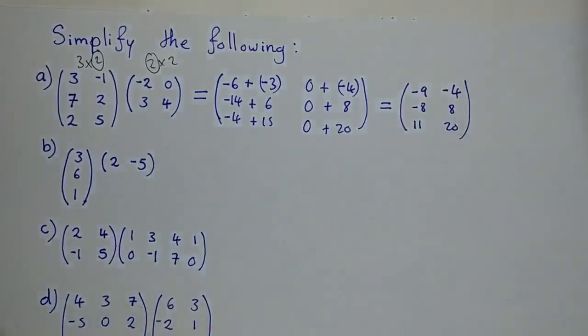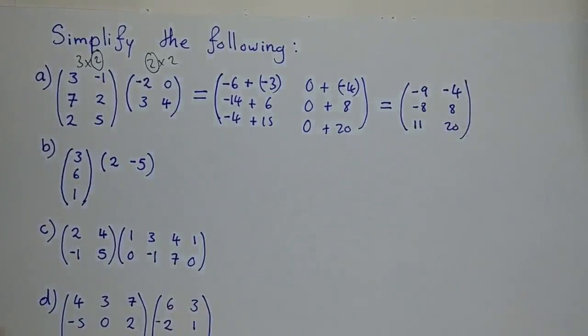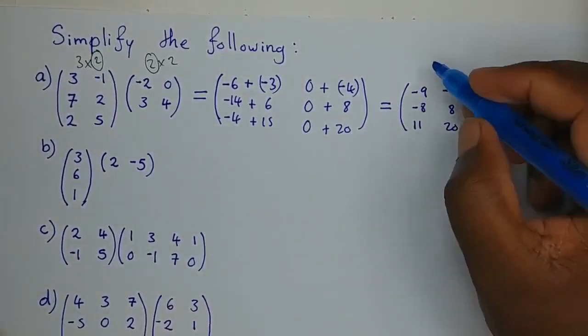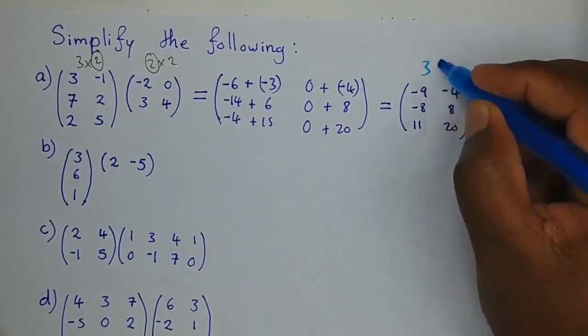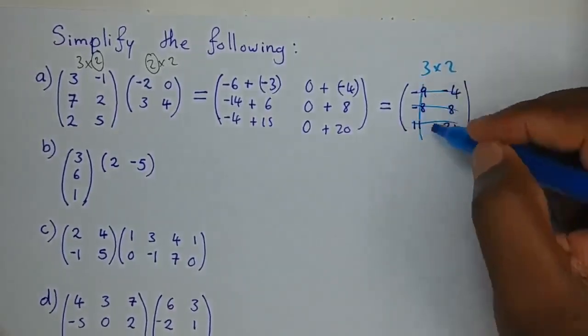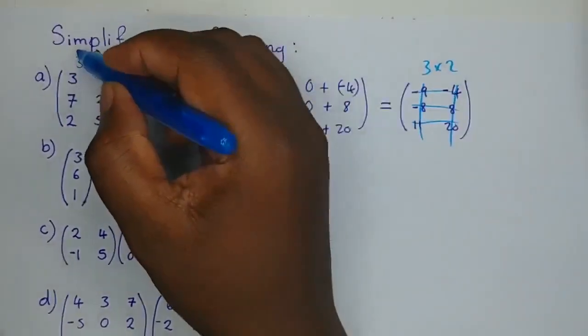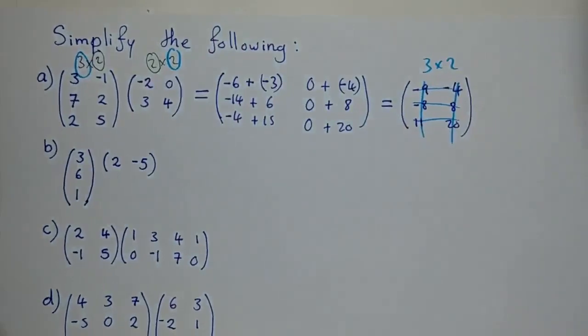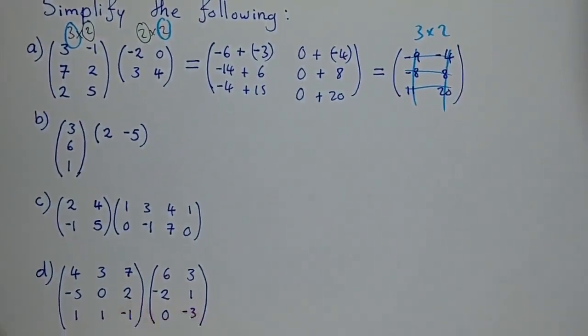Now, if you are paying attention, you are going to see that in this answer that we have, the order of this matrix is a 3 by 2 because it has 3 rows, 1, 2, 3, and 2 columns, 1, 2. That's why I said these remaining numbers will tell you the order that you must have in your final expression. Okay, let's look at the next matrix.